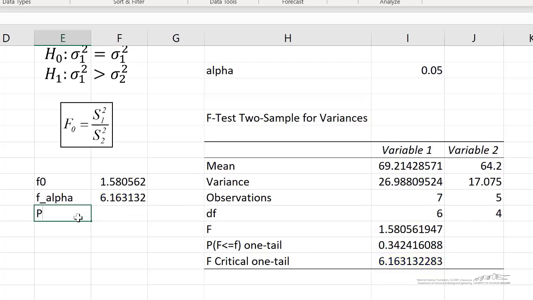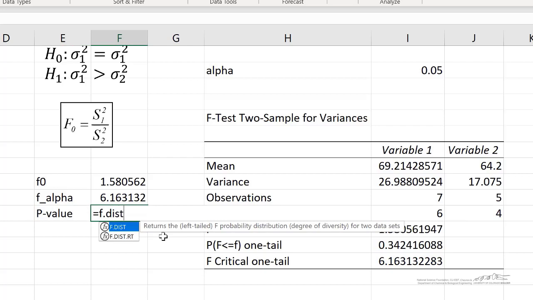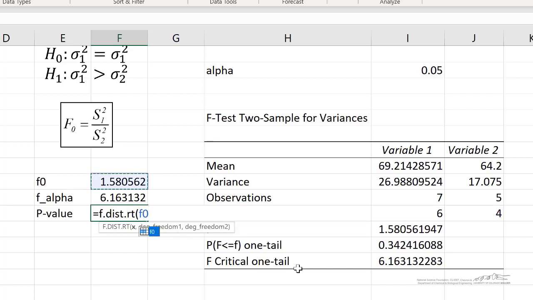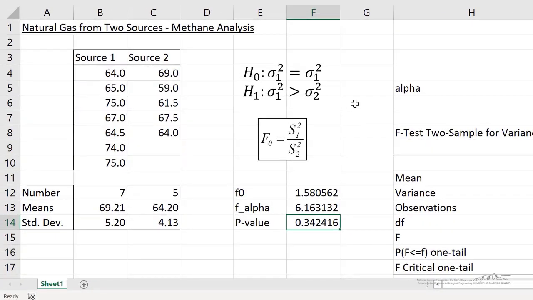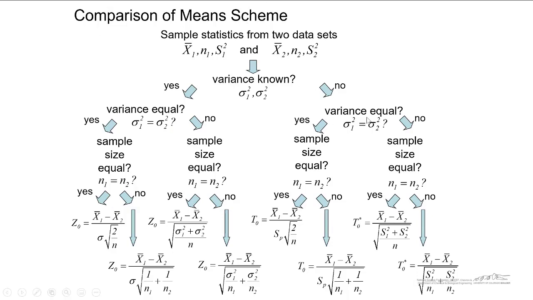And let's real quick calculate a p-value. So we can use the F.DIST. This is a right-tailed test because this is an upper-tailed test. Our test statistic of 1.58, we had n1 minus 1 numerator degrees of freedom, n2 minus 1 denominator degrees of freedom. And when we press enter, we're getting a p-value of 0.342, which is what that tool gave us as well. Our conclusion then is that we cannot accept the alternate, and we assume that the variances are equal. And that's what we would use then. If we go back to the comparison of means scheme, we would use the variance equal case.